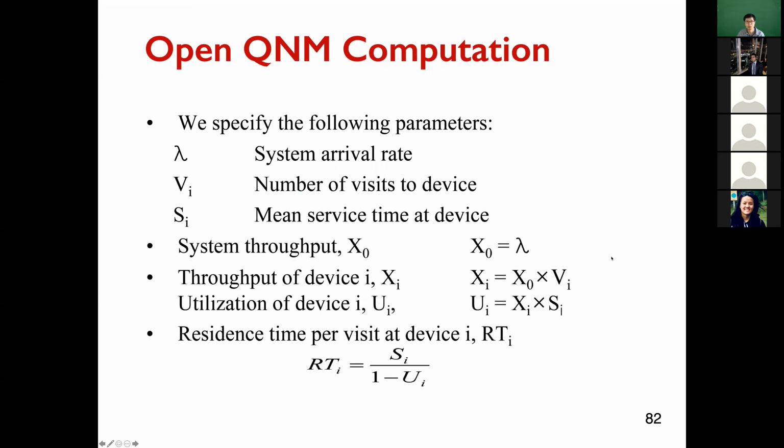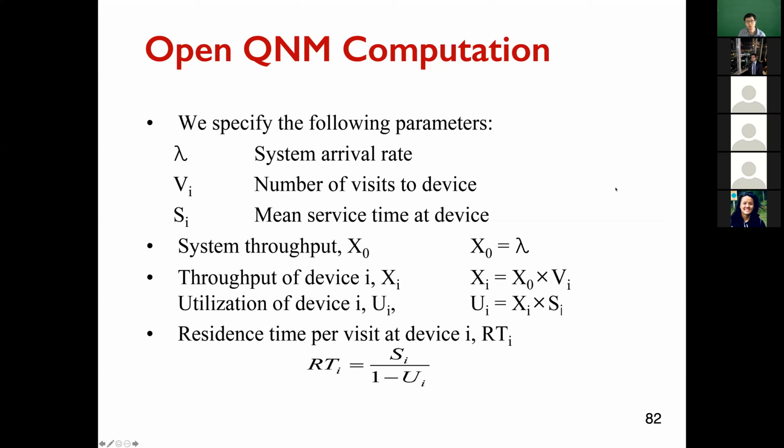How we do this open QNM computation is similar to what we do for a single queue, except that we have multiple queues, so there are a few more things. First, we specify some parameters. Lambda is the system arrival rate, the same as before. Vi is the number of visits to device i. Si is the mean service time at device i. In this simple example, we have three devices: CPU, one disk, and one network.